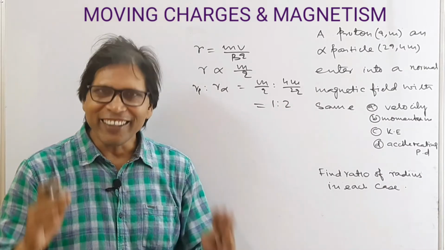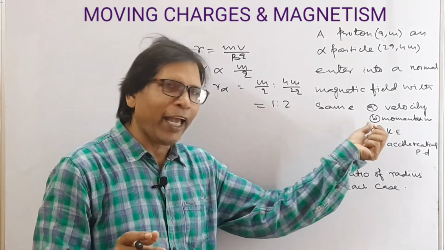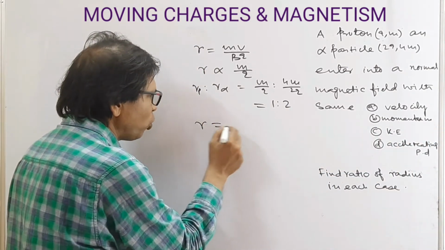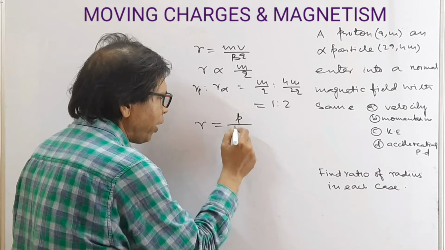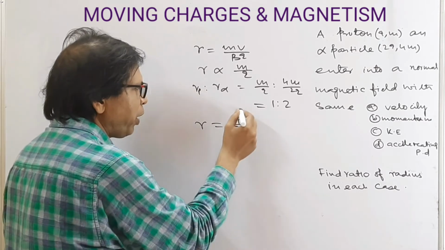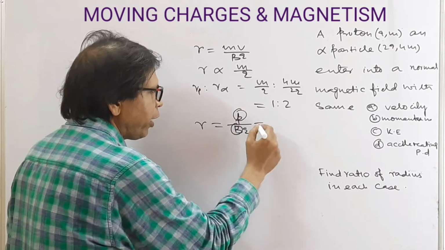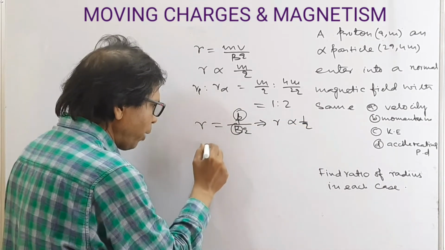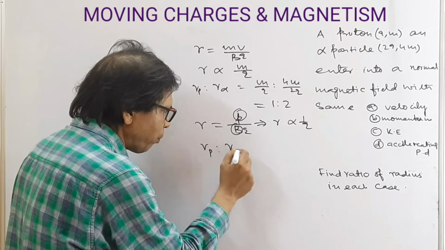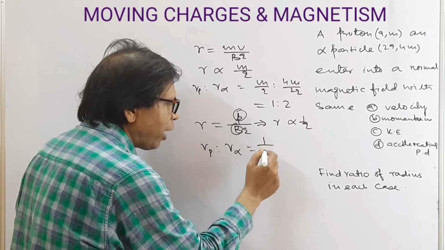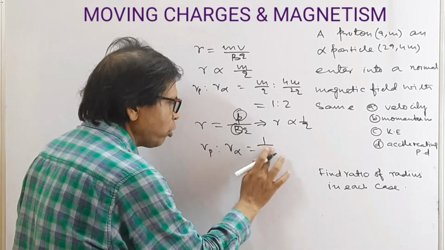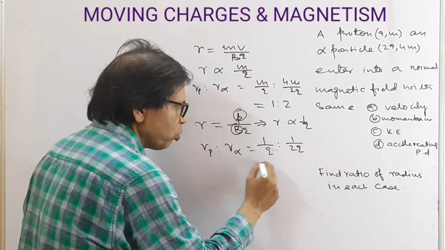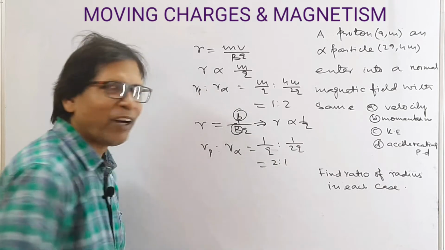Okay, now next, when they have the same momentum, r equal to momentum p by bq. So here p is constant, b is constant, therefore r is proportional to 1 by q. So rp is to r alpha: the charge of the proton is q and the charge of the alpha particle is 2q. So this is 2:1.